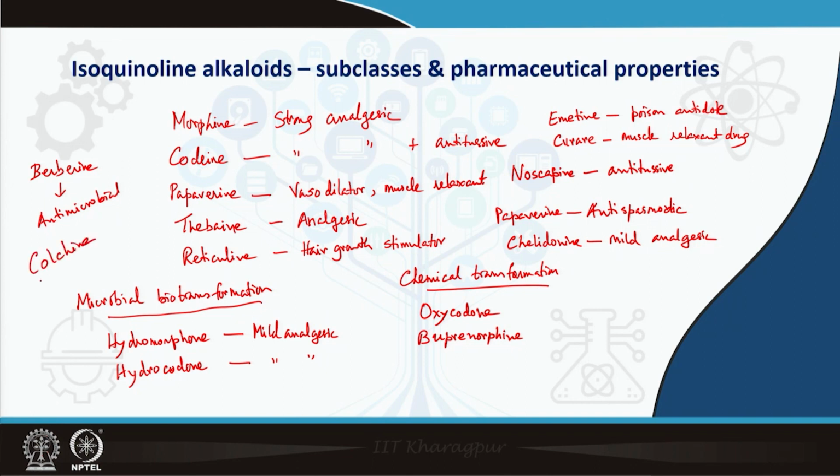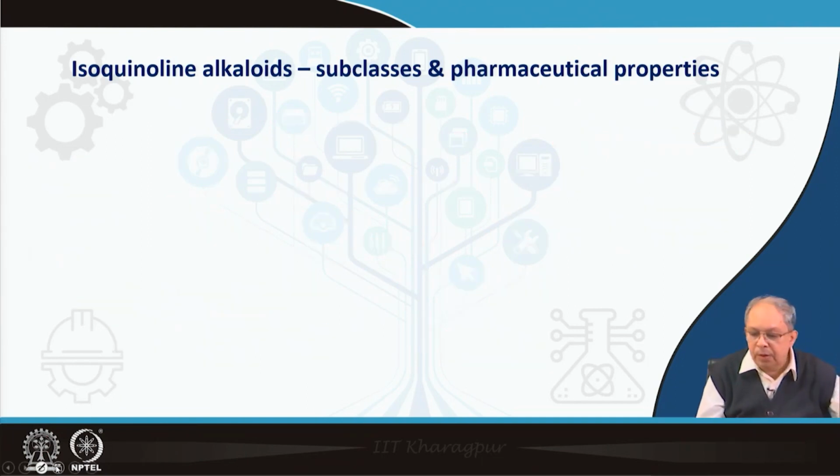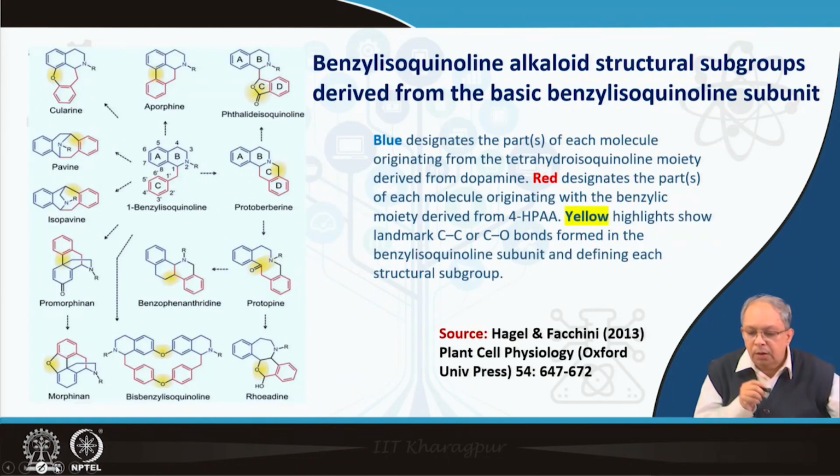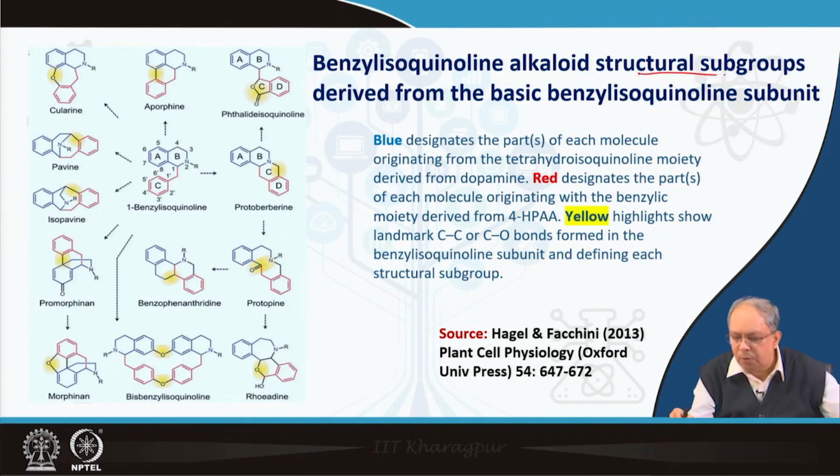Colchicine has many pharmaceutical applications, including as antineoplastic agents. So, you see, this particular group has a lot of applications in the pharmaceutical industries. So, let us go to the next slide. Now, I will not discuss that much detail of this. This is basically talking about the structural subgroups.